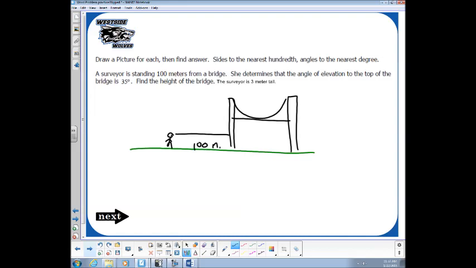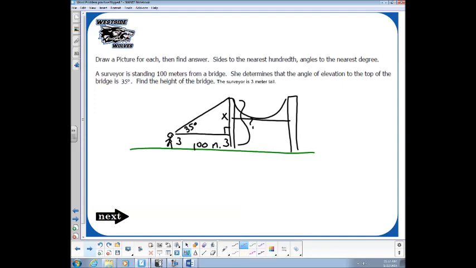She determines that the angle of elevation, so she's looking up to the top of the bridge, is 35 degrees. This is going to be my right angle. And she says, find the height of the bridge. This is our unknown here. But it says the surveyor is 3 meters tall, so this is 3 meters here. So I need to find this unknown value here so I can add the 3 meters at the end.